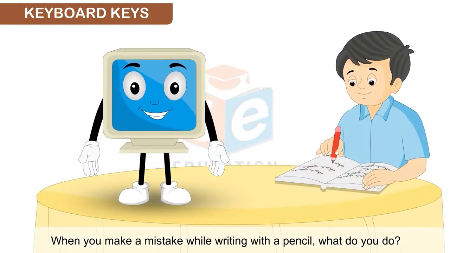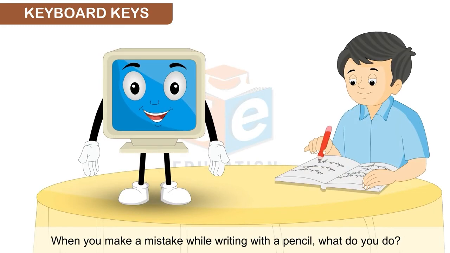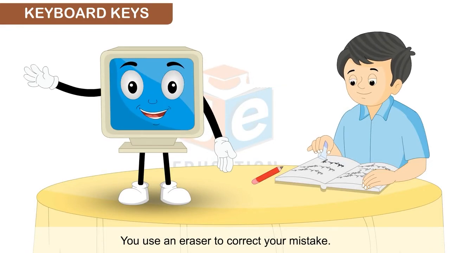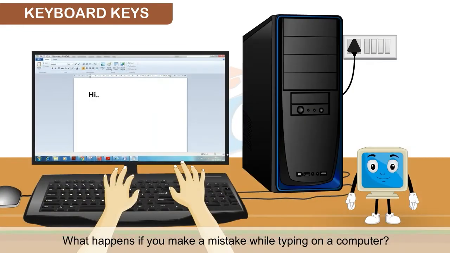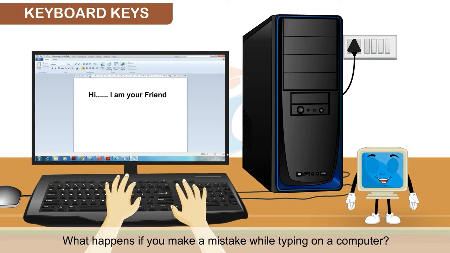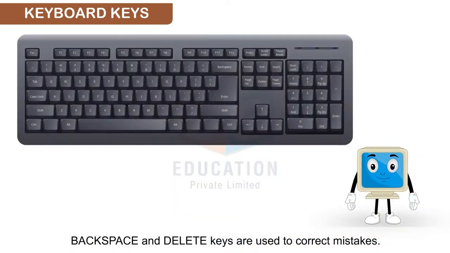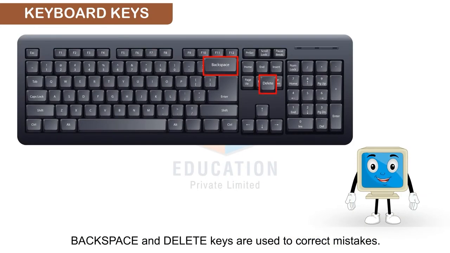When you make a mistake while writing with a pencil, what do you do? You use an eraser to correct your mistake. What happens if you make a mistake while typing on a computer? Backspace and delete keys are used to correct mistakes.